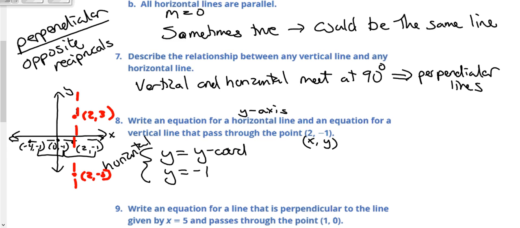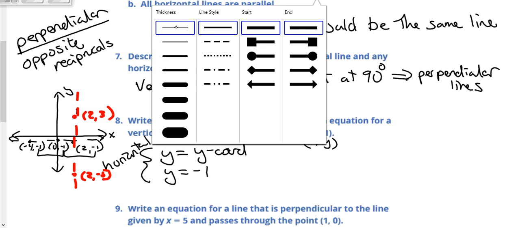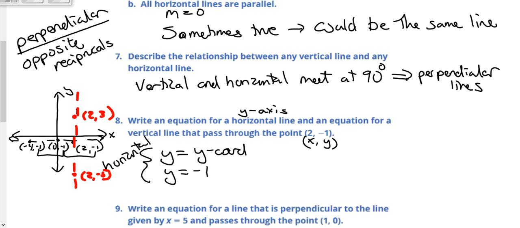So just like with the horizontal line, the vertical line has the same thing. It passes through the x-axis. It doesn't ever pass through the y-axis unless it is the y-axis. So a vertical line will always pass through the x-axis. That means it will always equal whatever the x-coordinate is. In this case, the x-coordinate is 2, so the equation of the line is going to be x equals 2. And that's for vertical lines.